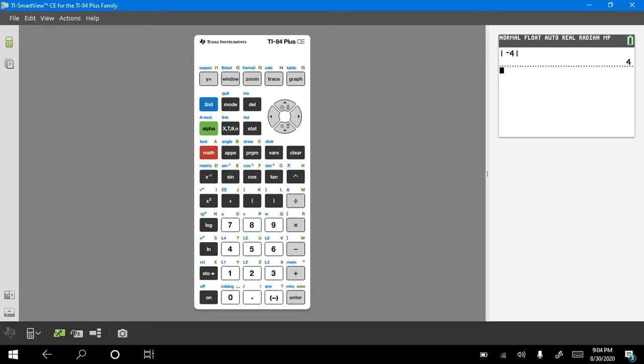Math, arrow over, absolute value of 4 is 4. Okay, so that's how you can do absolute value on these calculators.